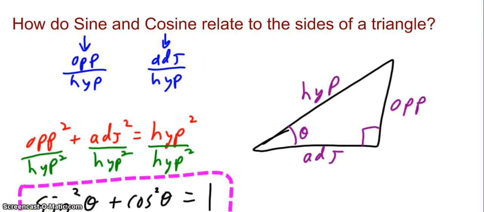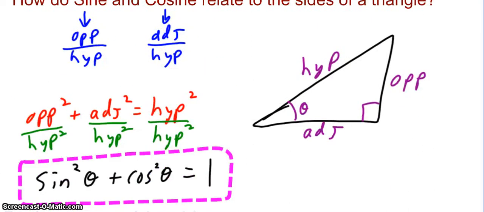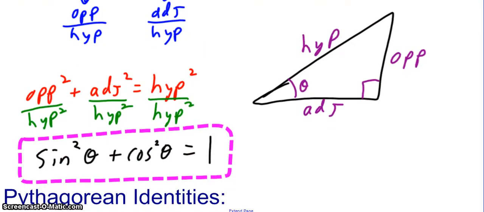The Pythagorean identity, it's not just a fun name. There's a reason it's called Pythagorean, and that is because it comes from the Pythagorean theorem. So this only works if it's sine squared theta plus cosine squared theta, and then equals 1.